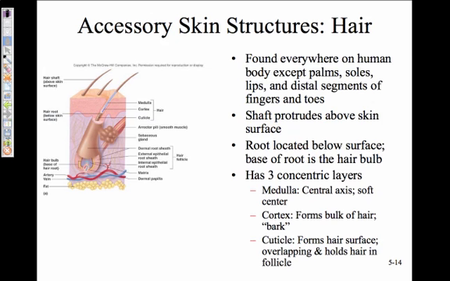Today we're going to talk about the hair, glands, nails, and we may get to some of the functions of the integumentary system. So the accessory skin structures are the hair, glands, and nails. Hair is found everywhere on humans except for the palms, the soles of the feet, your lips, and the distal segments of the fingers and toes.